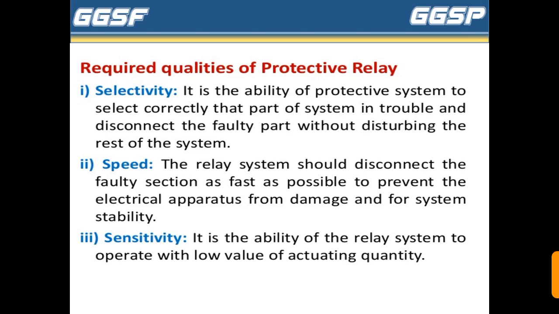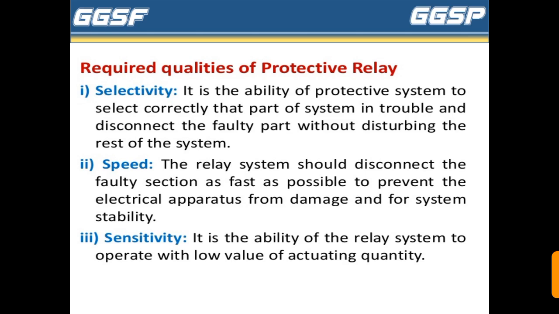Now requirement qualities for protective relay. First quality is selectivity. It is the ability of protective system to select correctly that part of system is in trouble and disconnect the faulty part without disturbing the rest of the system. Second quality is speed. The relay system should disconnect the faulty section as fast as possible to prevent the electrical apparatus from damage and for system stability.